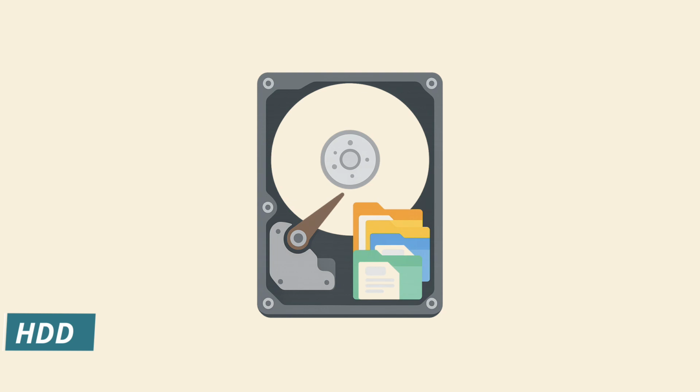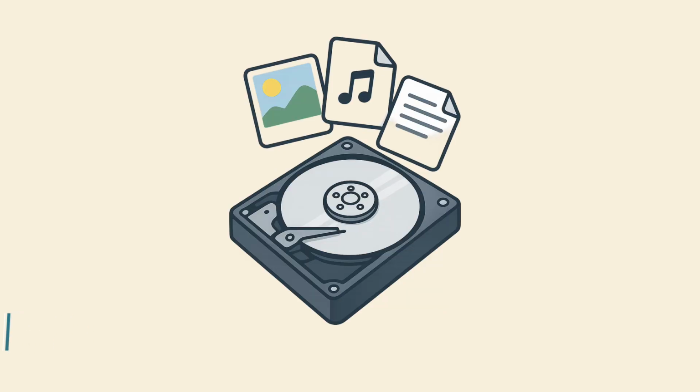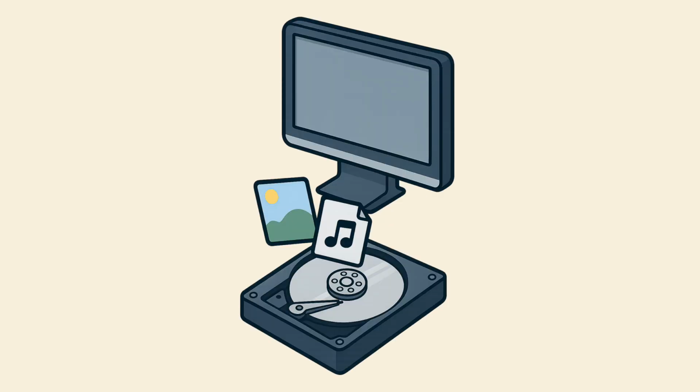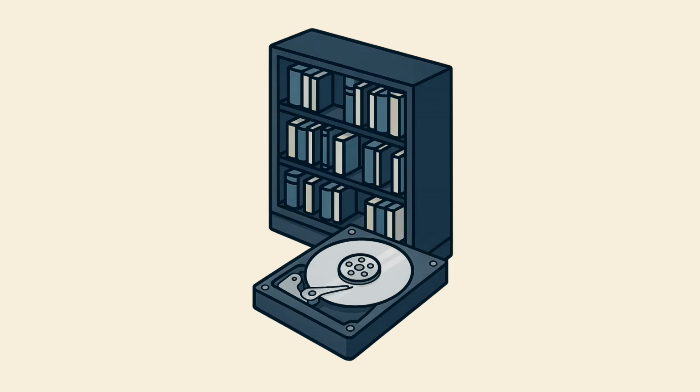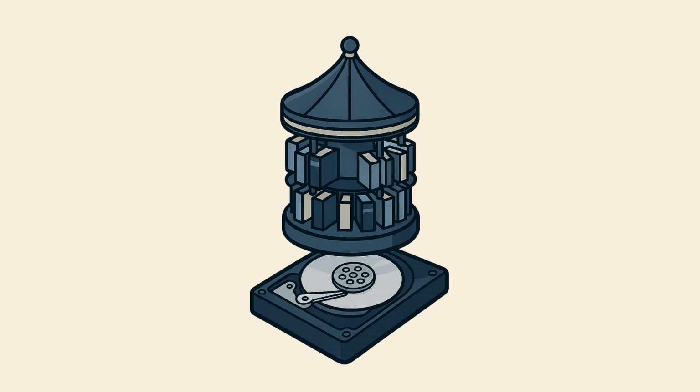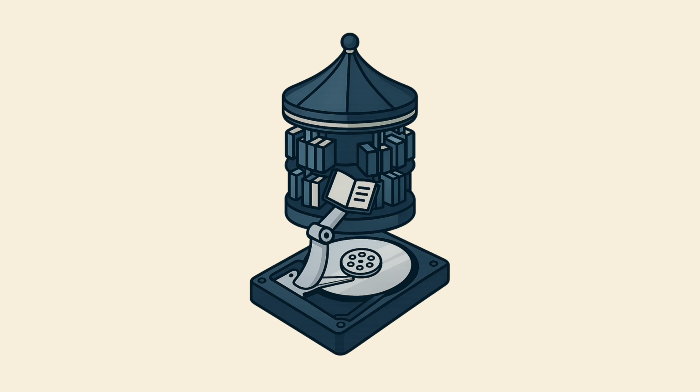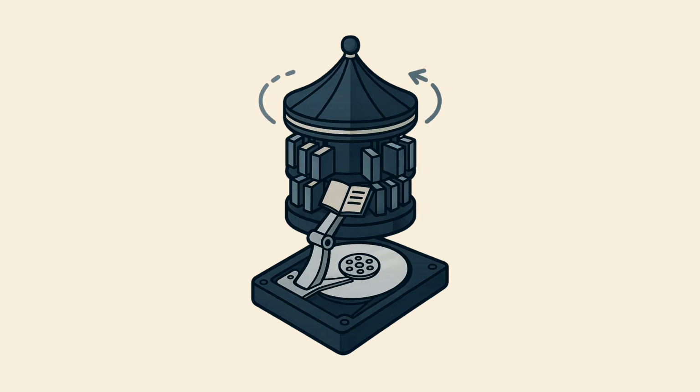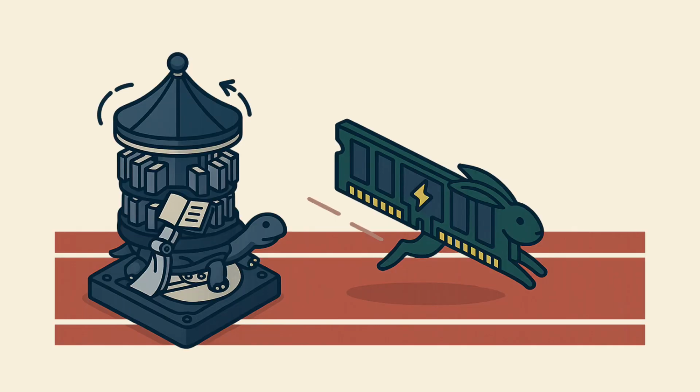Now let's move to the place where your files live. Your photos, your music, your documents. For many years, computers stored them on something called a hard disk drive or HDD. Think of an HDD as a giant library. Inside, there are shelves filled with books. But these shelves spin around like a carousel. Each book is a piece of data. The computer has a mechanical arm, like a librarian. It moves to the right shelf, opens the book, and reads the information. Because the shelves are spinning, it takes time to find the right spot. That's why HDDs are slower than RAM.